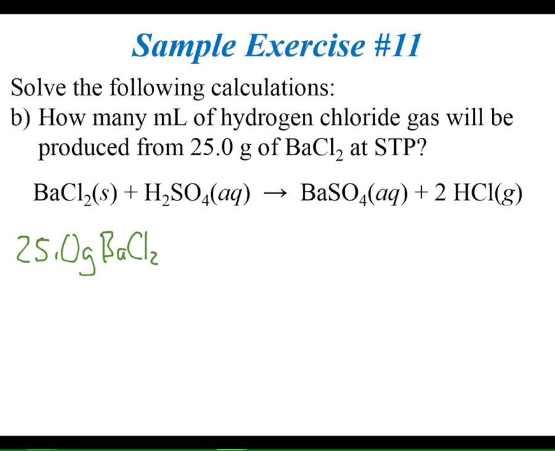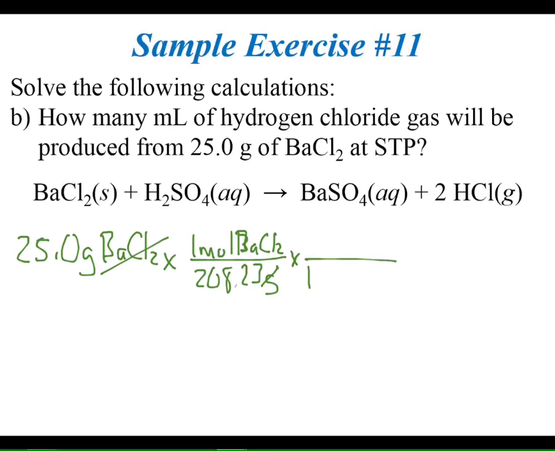So let's just look at it here. What's the molar mass of barium chloride? 208.23. 208.23 is a mole of barium chloride. Okay, good. How do I relate barium chloride to HCl? Are you with me there? Mole to mole ratio. For every 1 mole of barium chloride, 2 moles of HCl.